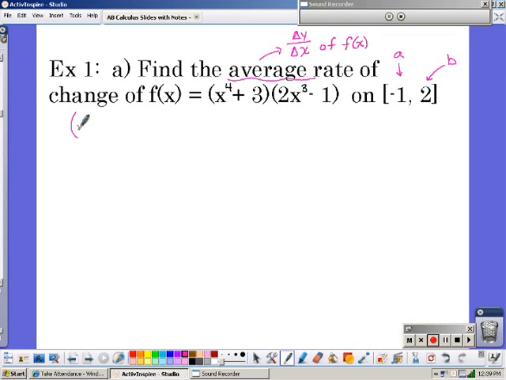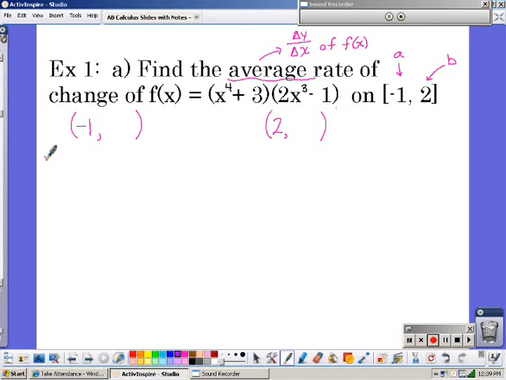So for my first value, I have -1 as my x-coordinate. In a second, I'm going to find the y-coordinate. And over here, I have 2 as my x-coordinate, and we're going to need to find its y-coordinate, which we'll fill in just a second. To find these y-coordinates, all we have to do is take the x values and plug them into our f of x function.